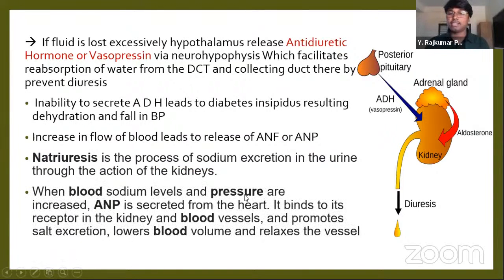Dear students, let me repeat this. When blood sodium levels and pressure are increased, ANP is released. ANP means atrial natriuretic peptide. It is secreted from the heart. Just now I told you that in the regulation there is a role of the heart also. The atria of the heart release this peptide. That's why it is called atrial natriuretic peptide.